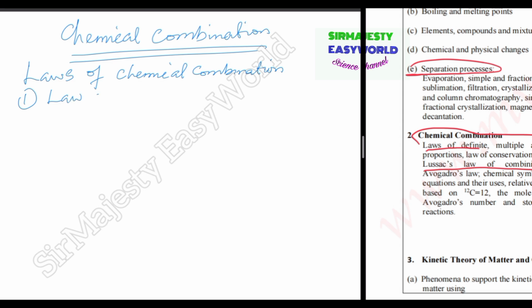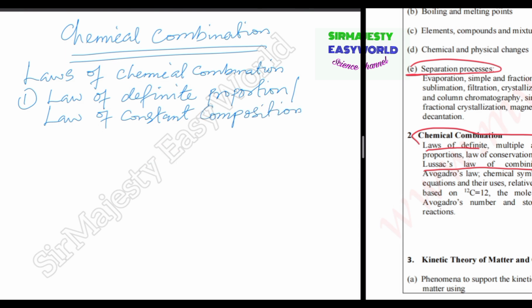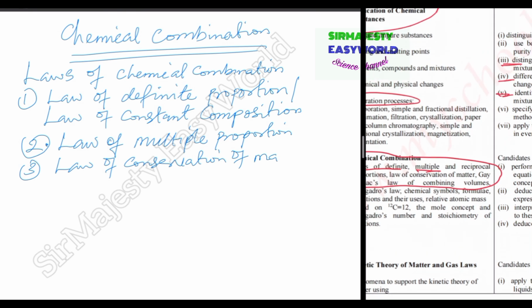Law of definite proportion. This law of definite proportion can also be called the law of constant composition. And then the next law, according to them, should be the law of multiple proportion, and the law of conservation of mass, or matter. I think they use matter there. Okay, matter. And finally, Gay-Lussac's law of combining volume.